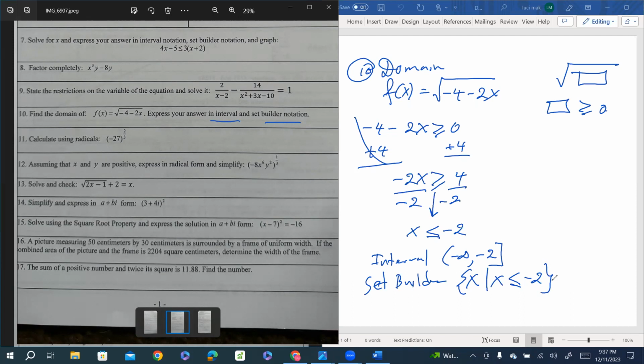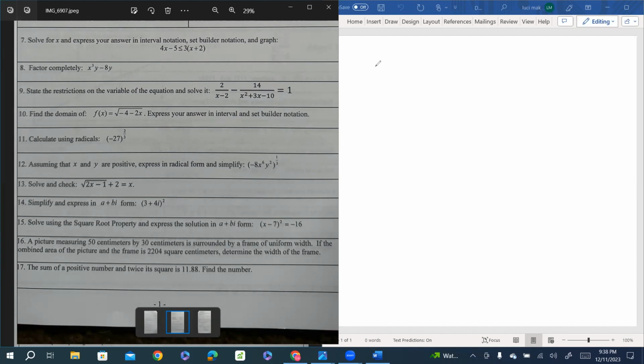All right, I'm going to erase the board. So let's do the next one. Question number 11. We want to calculate using radicals. So we have -27 to the power of 2/3. Now, remember, if you have b to the power of m/n, the denominator is the index, so the nth root of b to the power of m.